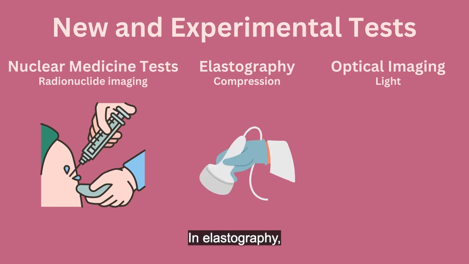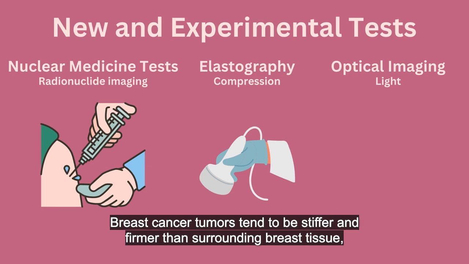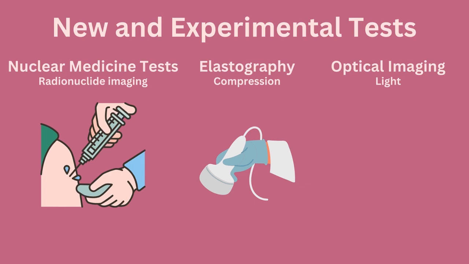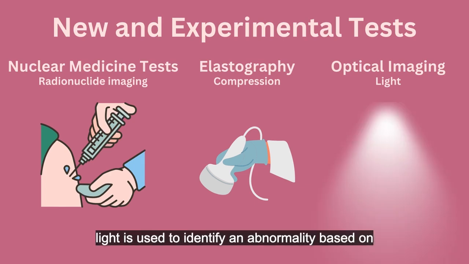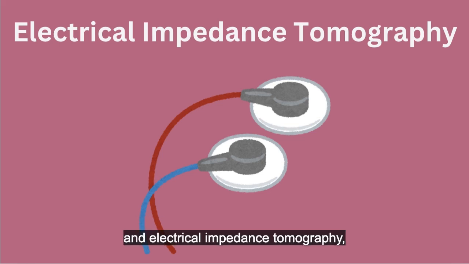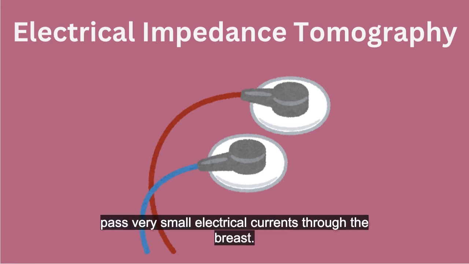In elastography, the breast is compressed slightly. Breast cancer tumors tend to be stiffer and firmer than surrounding breast tissue, so an ultrasound can show how firm a suspicious area is. In optical imaging, light is used to identify an abnormality based on the amount that can pass through the tissue. Breast cancer cells conduct electricity differently from normal cells. In electrical impedance tomography, small electrodes are taped to the skin to pass very small electrical currents through the breast.